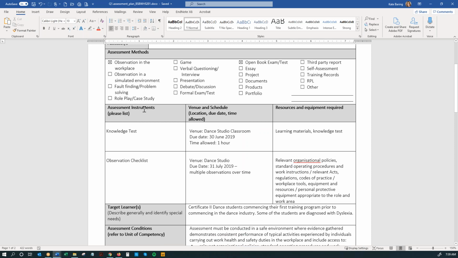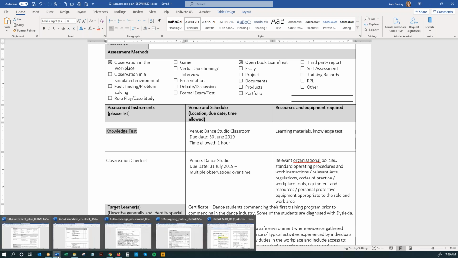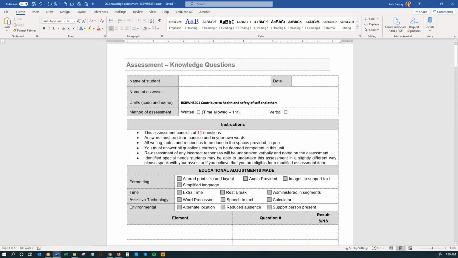So up here where we've listed what our assessment instruments are, you can now go ahead and start writing those, because for the knowledge test, for example, you've identified in your unit of competency with your highlighter what the knowledge requirements are that need to be catered for. So let's have a look at an example for this unit.